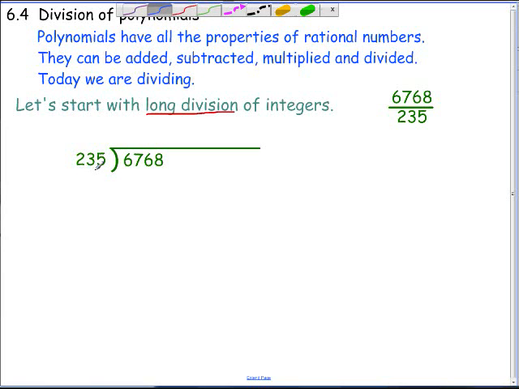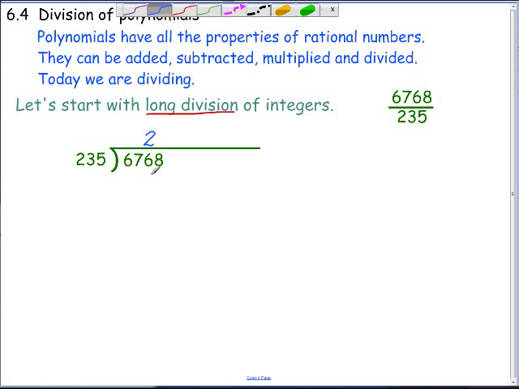Now, 235. How many times would it go into 6? Well, it wouldn't go into 6. It wouldn't go into 67. Oh, but it would go into, it has to be a larger number, right? It would go into 676. Well, how many times do you think it would go? 3? Probably not, because I'd get the 600 and then I'd get 3 times 35. So I'm going to try 2. I'm going to have a remainder, aren't I?